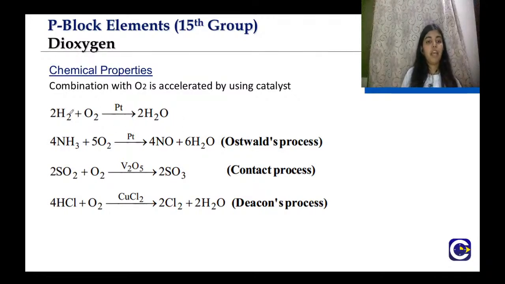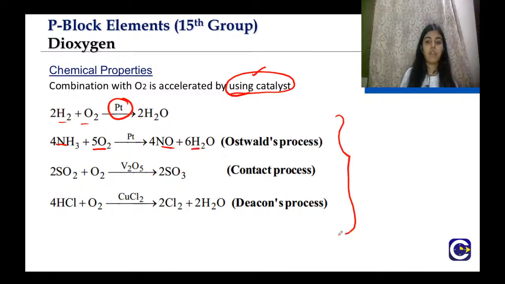Here, combination with O2 is accelerated by using a catalyst, right. In some reactions we use a particular catalyst. For example, H2 plus O2 uses platinum as the catalyst. Ammonia and oxygen form NO plus 6H2O. These processes you have to remember by name. These are important, especially Ostwald's process and Deacon's process.